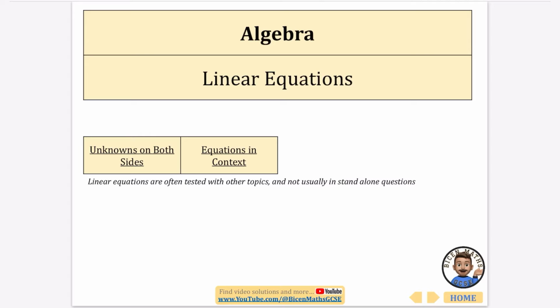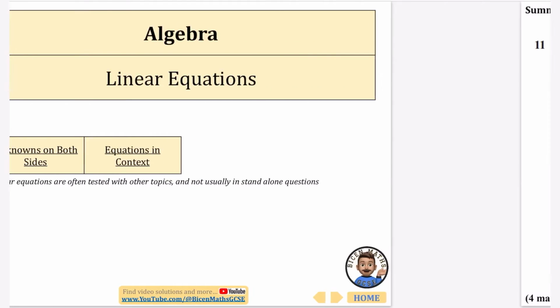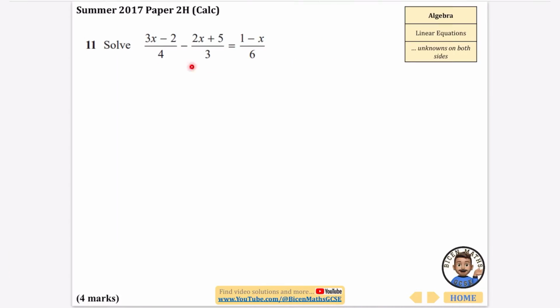So something I want you to note here is that linear equations are often tested with other topics and not usually in standalone questions, but there are a few that are here, and there are a few equations that are in context as well. So we're going to start off with some unknowns on both sides, with a particularly tricky one with fractions that we've got here.